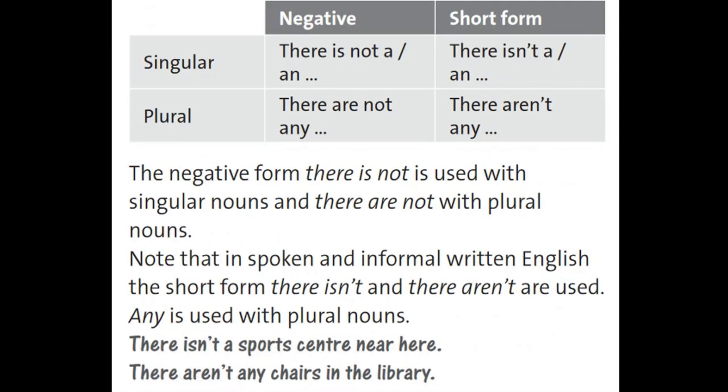Negative sentences. Давайте рассмотрим отрицательные предложения. Singular. There is not an. Short form. Краткая форма. There isn't an. Plural. Множественное число. There are not any. There aren't any. The negative form there is not is used with singular nouns and there are not with plural nouns. В единственном числе в отрицательной форме мы используем there is not. Во множественном числе в отрицательной форме мы используем there are not.